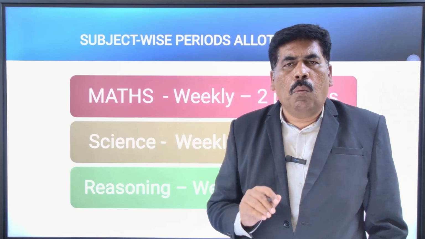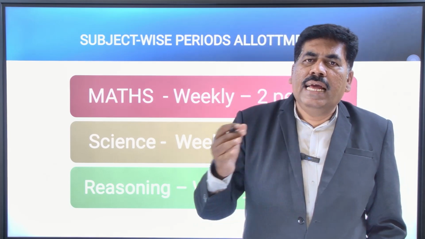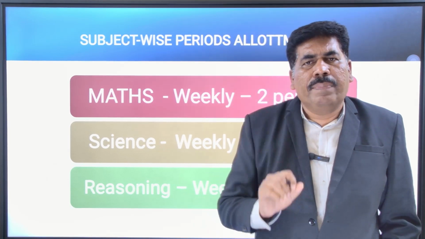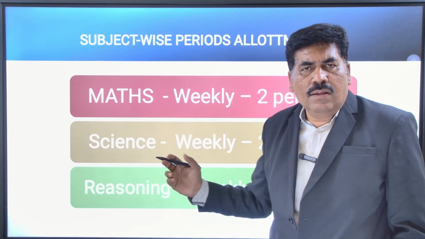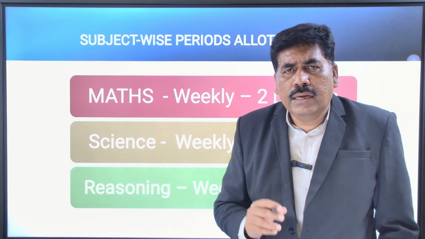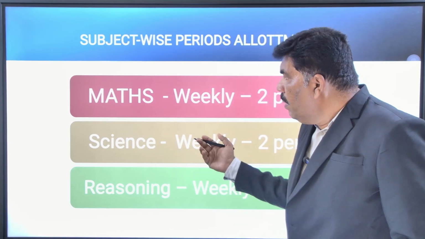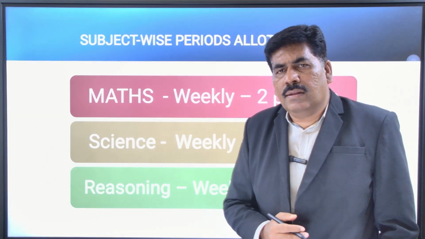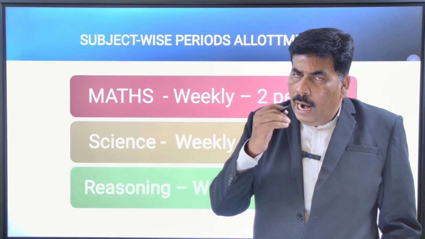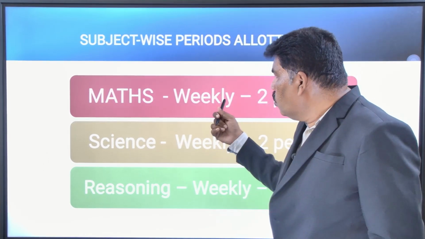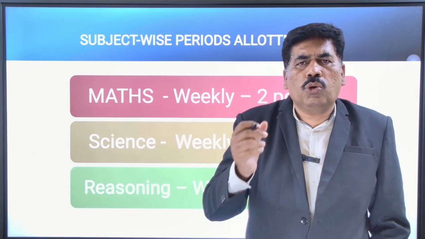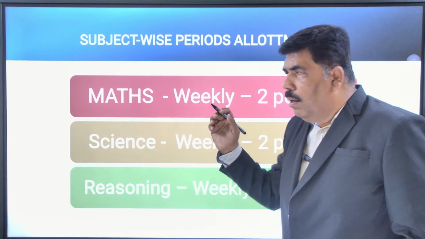Some schools keep the last period daily as the Olympiad period. In that Olympiad period, they allot 2 days maths, 2 days science, 1 day reasoning, 1 day English. Some other schools allot regular maths 6 periods, plus 2 extra periods for the maths teacher, 6 plus 2, 8 periods. Like that they are planning.